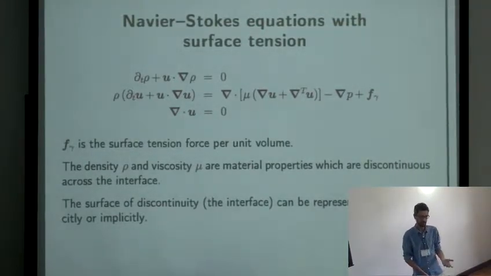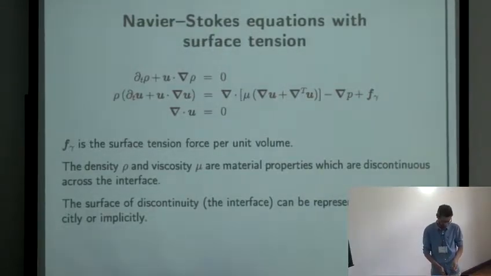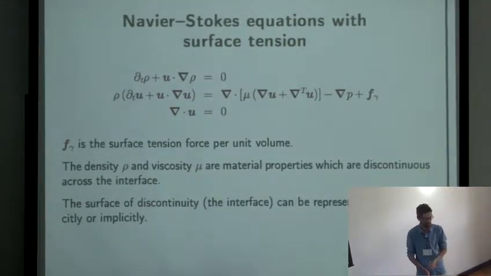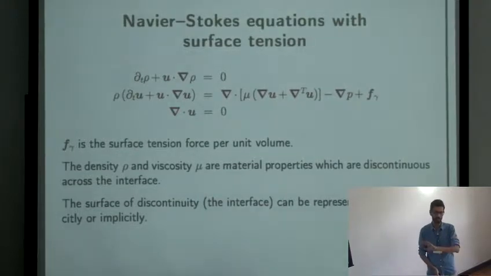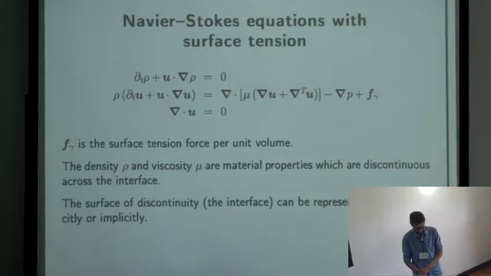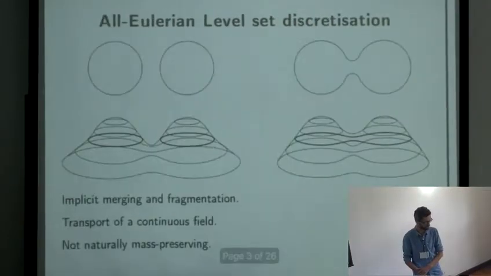The surface of discontinuity, so the interface, can be represented either explicitly or implicitly. In our case, we will use implicit representation, what is known as front capturing type techniques. In this case, I will limit myself to level set type representation. I will say a word about other types of representation in the conclusions.